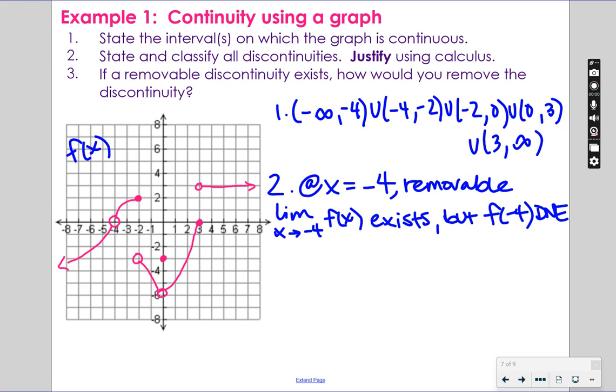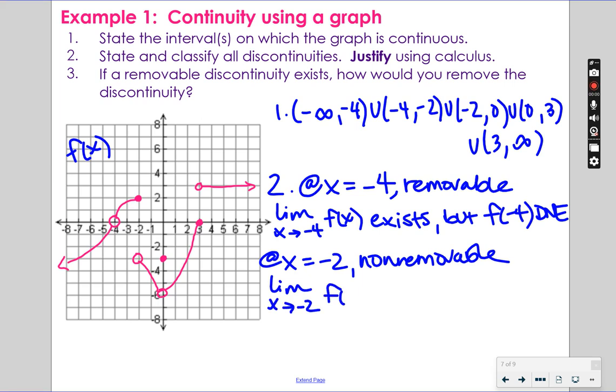Okay, where's the next discontinuity? -2. All right, at x equals -2, what type is that one? Removable or non-removable? Non-removable. My justification for any non-removable is we just say the limit doesn't exist. I'm just going to say limit as x approaches -2 of f of x does not exist. I like those ones, there's less writing.